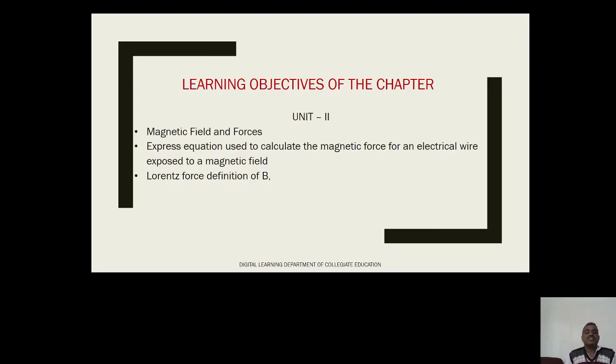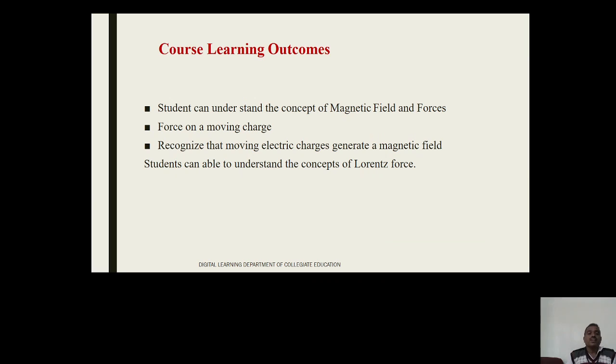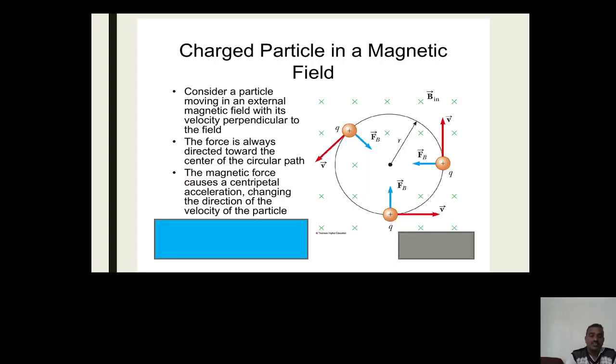The learning objective of this session is so that students can easily understand the magnetic field and forces, the expression or equation used to calculate the magnetic force for an electrical wire placed in a magnetic field, and the definition of Lorentz force. After the completion of this session, students can easily recall the concept of magnetic field and forces, the force on a moving charge, and recognize that moving electrical charges generate a magnetic field, and also the concept of Lorentz force.